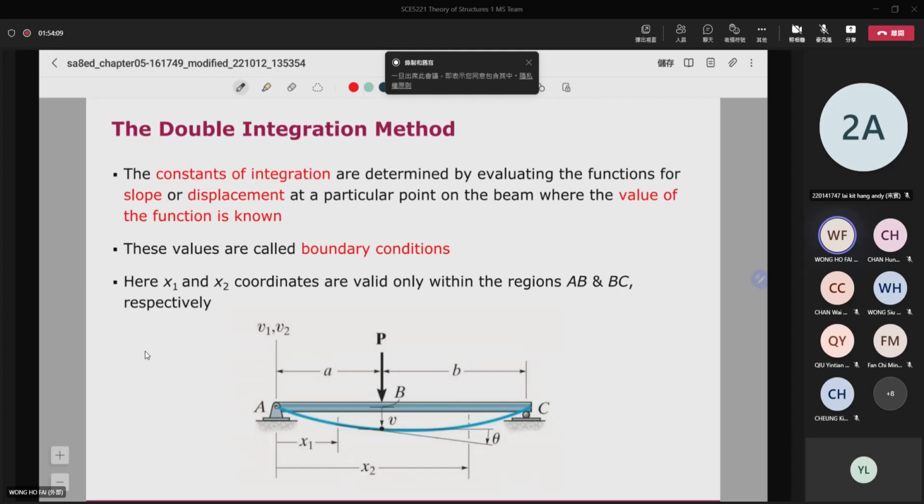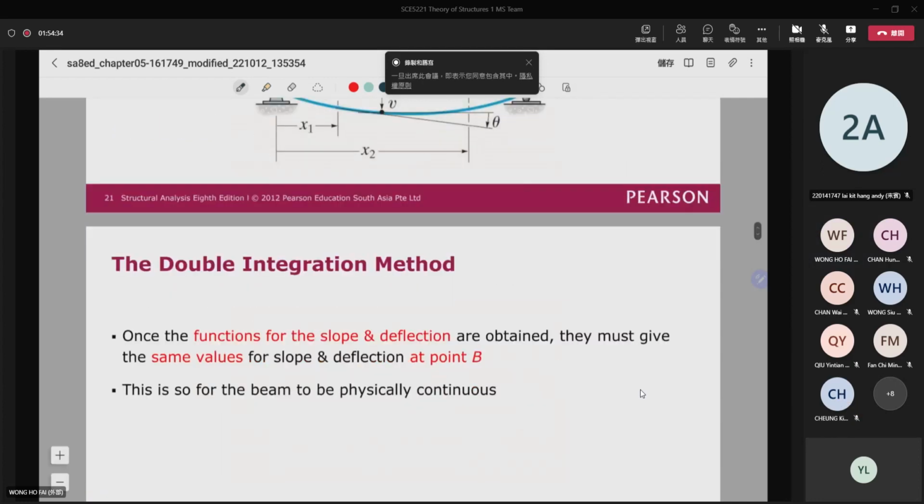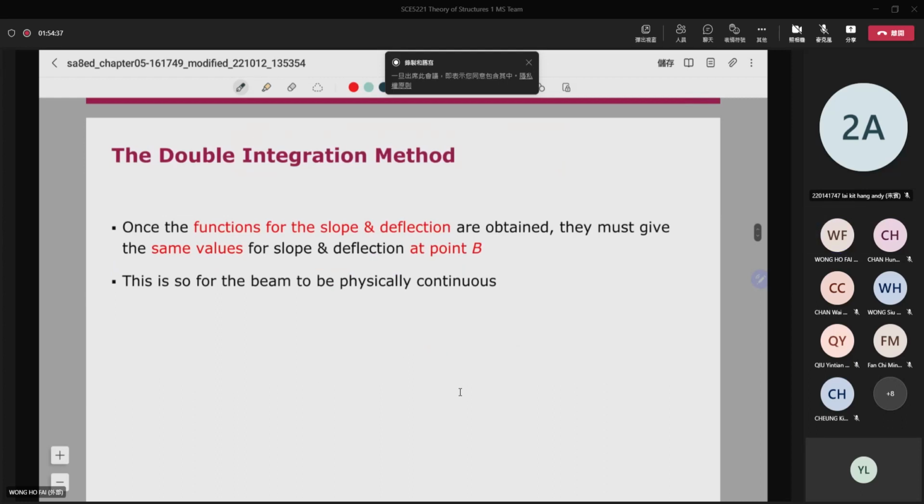And then for the integration, after the integration of the equation, actually you have the so-called integration constant. And then you need to use the so-called boundary condition to find the integration constant. So here we will give you some idea so that you can find the integration from the equations. And once you find theta, I mean the slope first, then you can integrate once again to find the deflection.